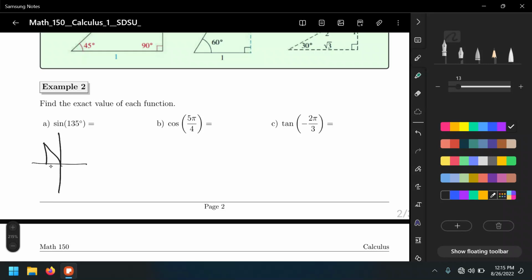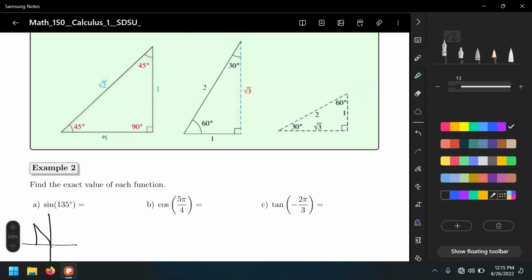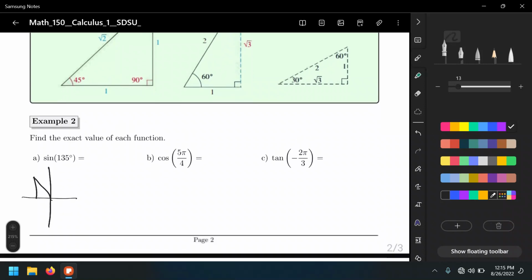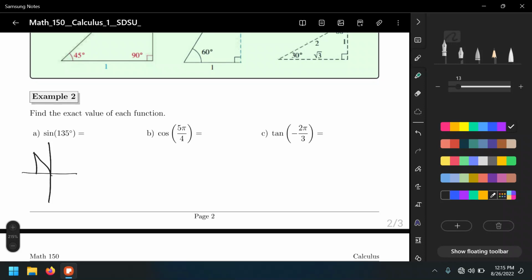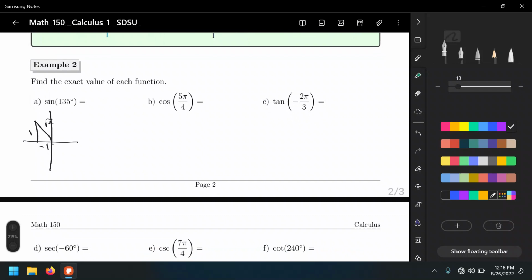And that's the 45 degree angle. However, the regular 45 degree angle in the first quadrant has dimensions 1, 1, root of 2, but because of the orientation here, this will be negative 1, 1, and root of 2. And from here, we're going to use the SOHCAHTOA definitions of the trigonometric functions to compute them. In this case, sine.